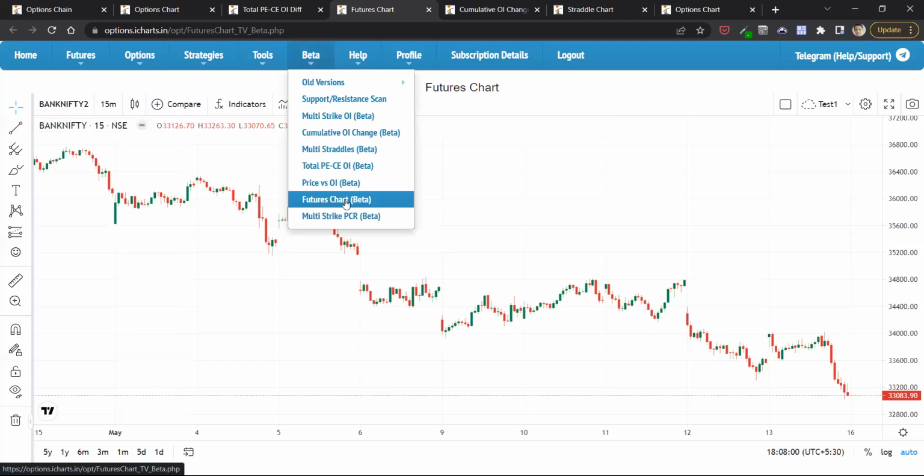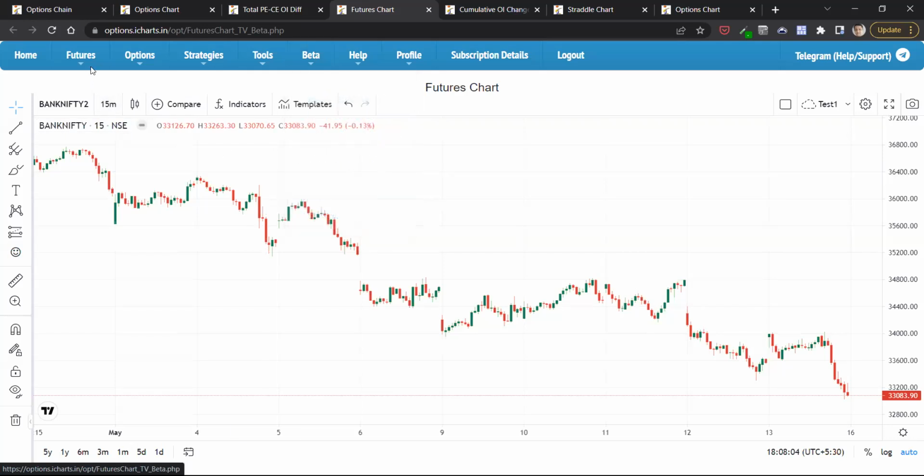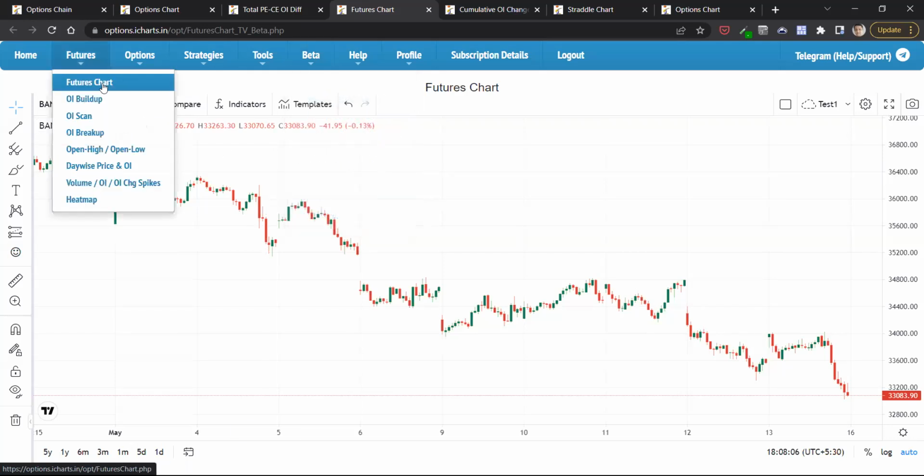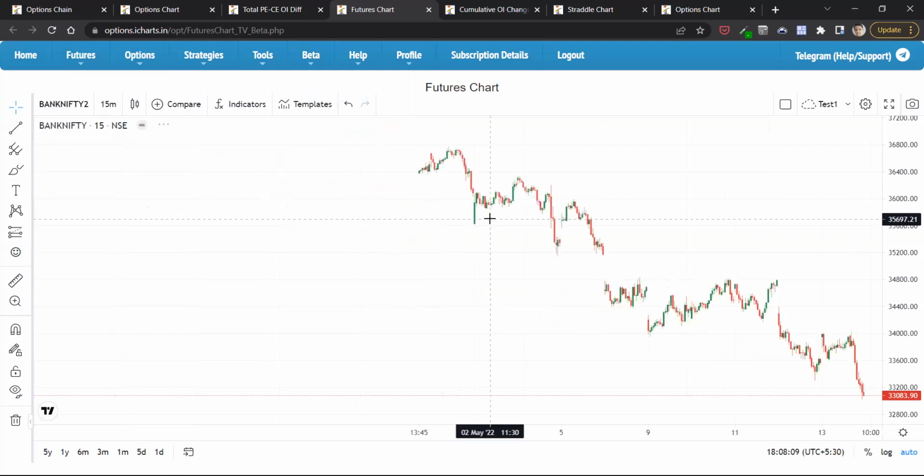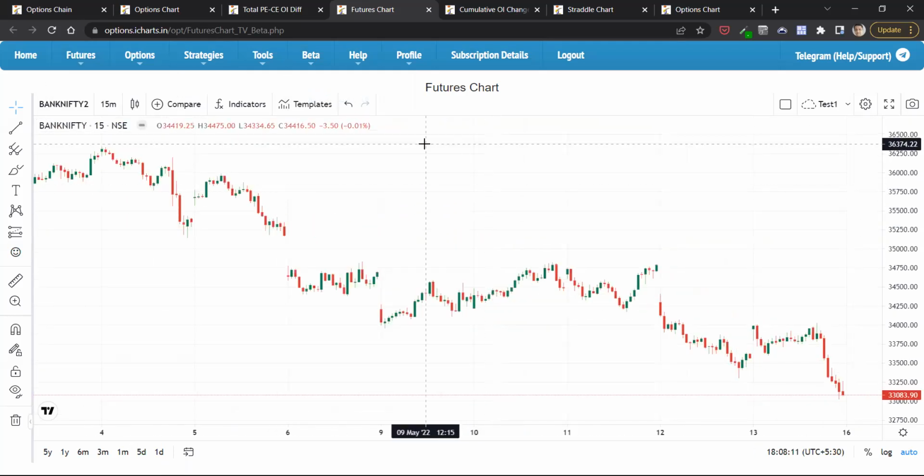Okay. See this, get familiar with this, because this is going to be the final chart now. We'll be removing these futures charts in the near future. The options chart also will be added to this very soon, in the coming week.